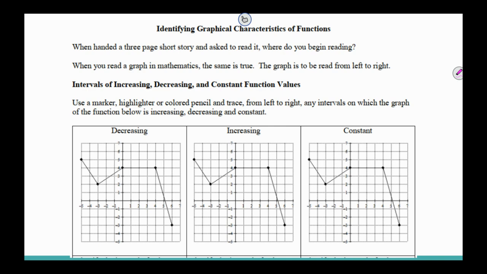Okay, so decreasing means what is happening from left to right? Going down from left to right, which happens right here. Not there, but it also happens right here, yes? Okay, the middle one is asking about increasing, the last one is asking about constant. So go ahead and do that real quick.